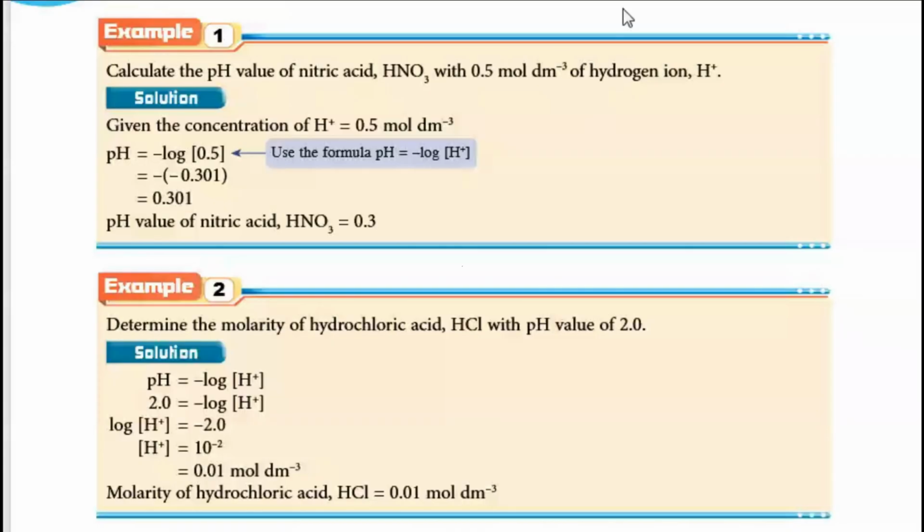So, okay girls, let's look at example 1. Calculate the pH value of nitric acid with 0.5 molar of hydrogen ions. What you have to do is, 0.5 molar is the concentration, right? Take it and fit it inside the formula. Press your calculator, then you get the value 0.301. And for your information, we will write the pH value in 1 decimal place.